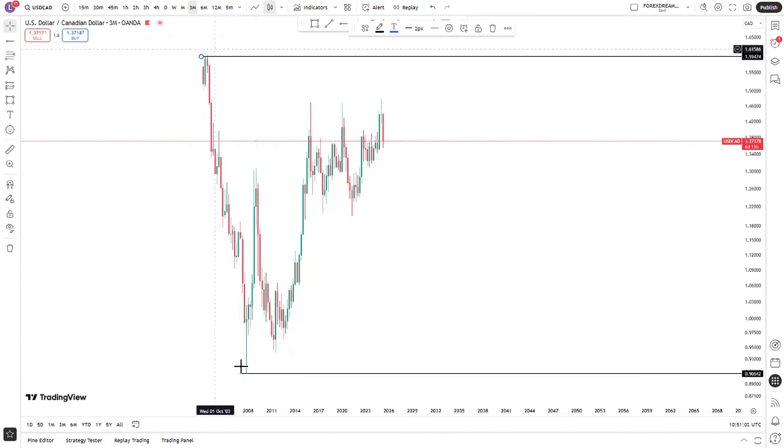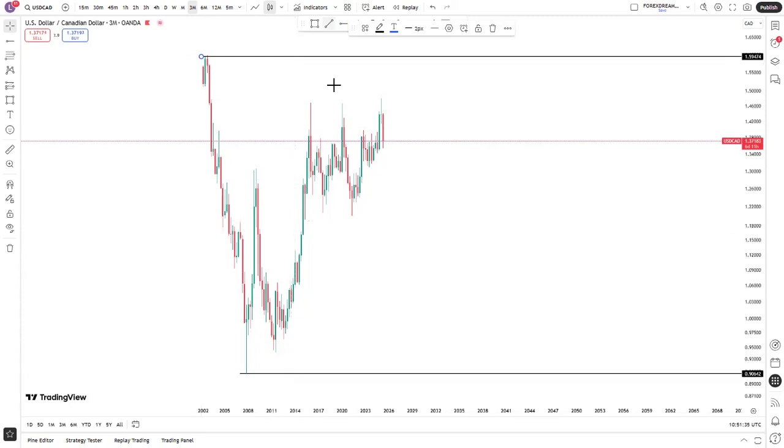This was 2008. Let me confirm, I think 2002, if I'm not mistaken. Yeah, that was 2002. Now you can see that from 2002, the market went all the way down to the new support. It went up, it came back down, but it did not reach this new support.